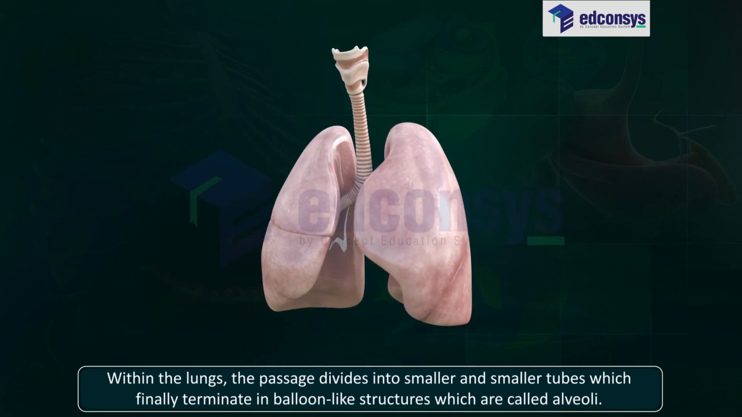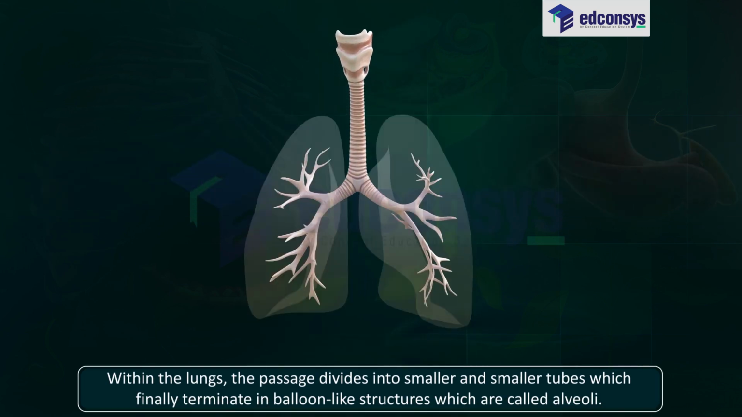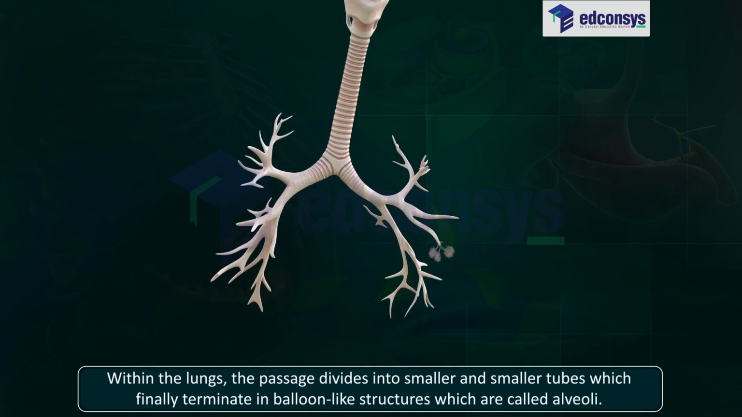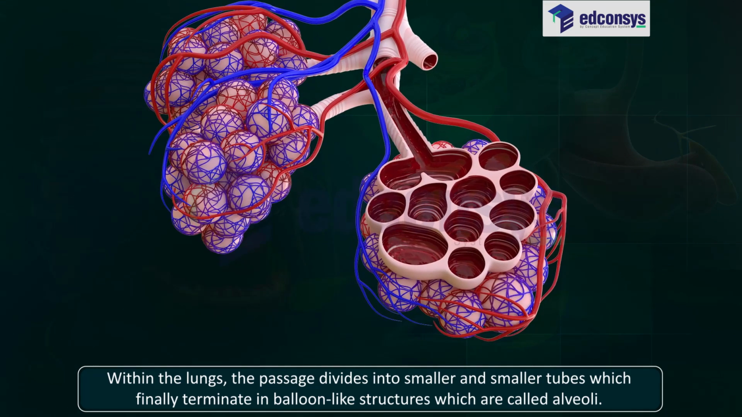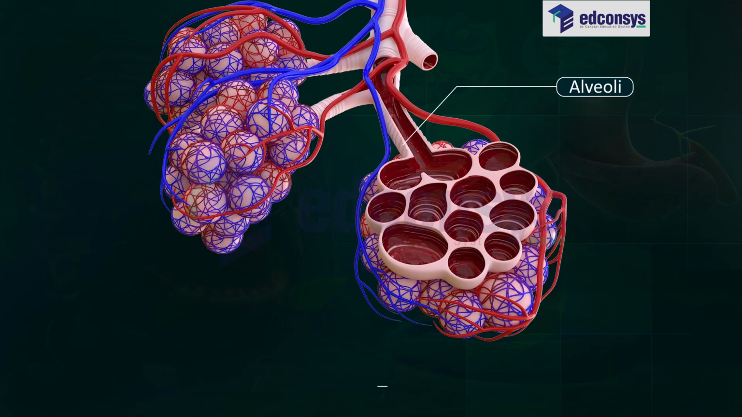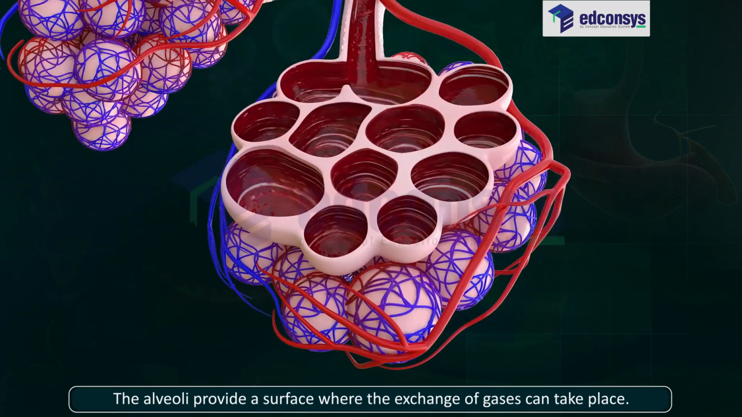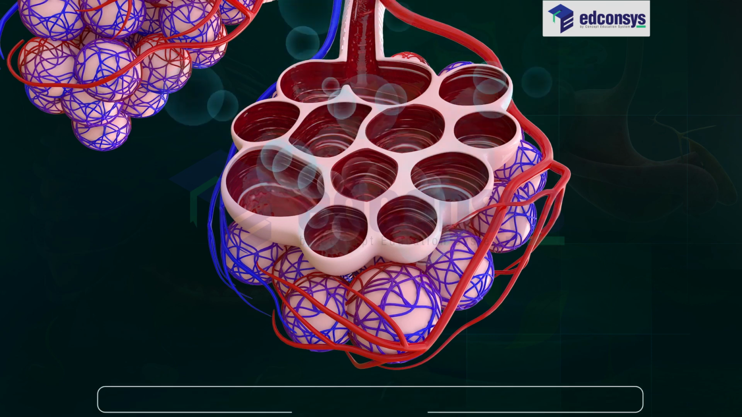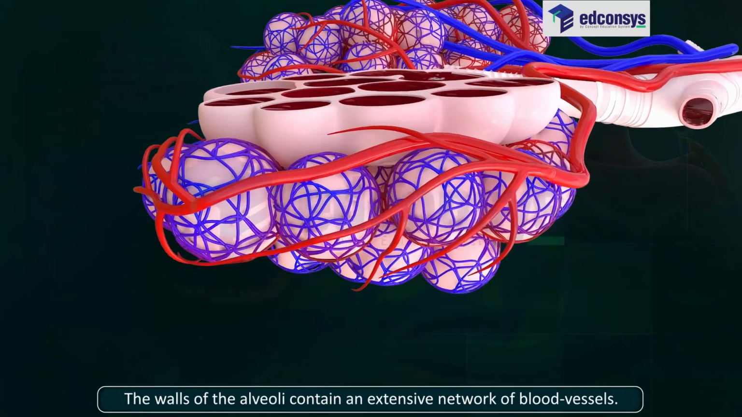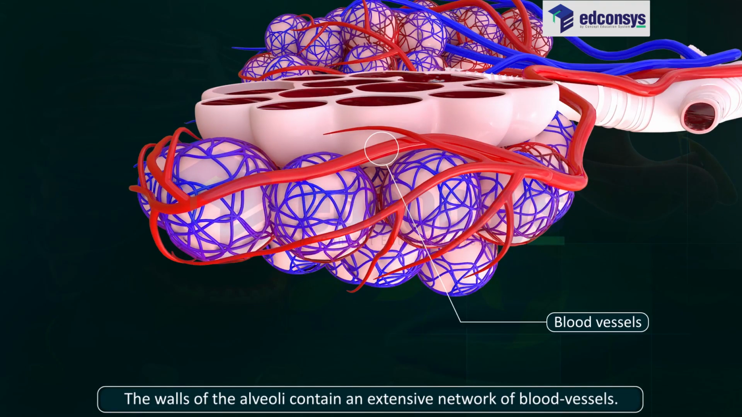Within the lungs, the passage divides into smaller and smaller tubes, which finally terminate in balloon-like structures, which are called alveoli. The alveoli provide a surface where the exchange of gases can take place. The walls of the alveoli contain an extensive network of blood vessels.